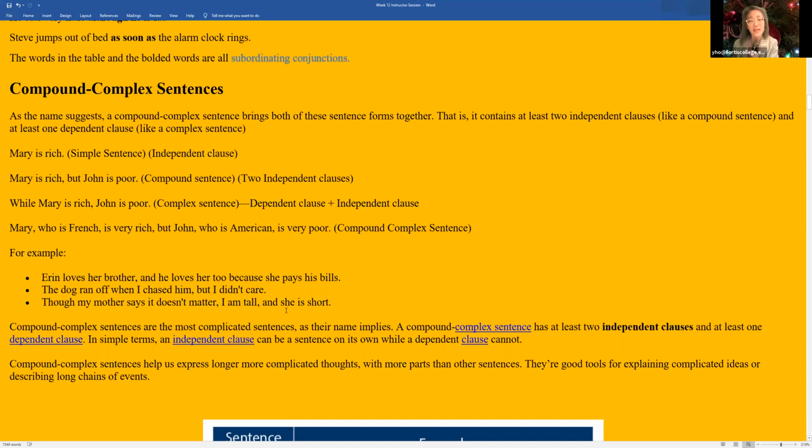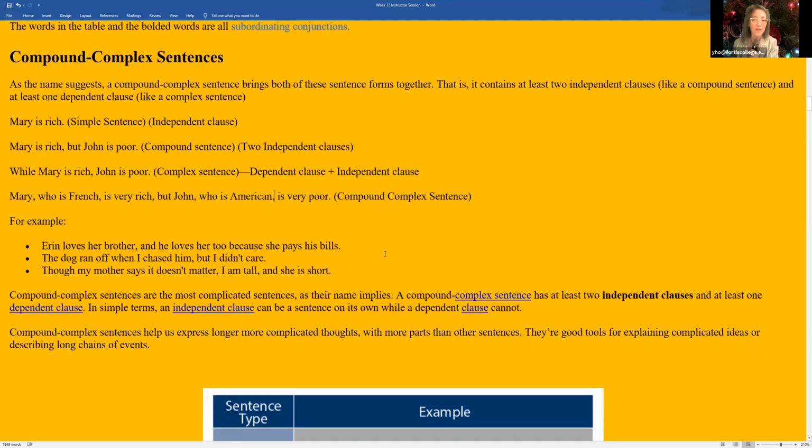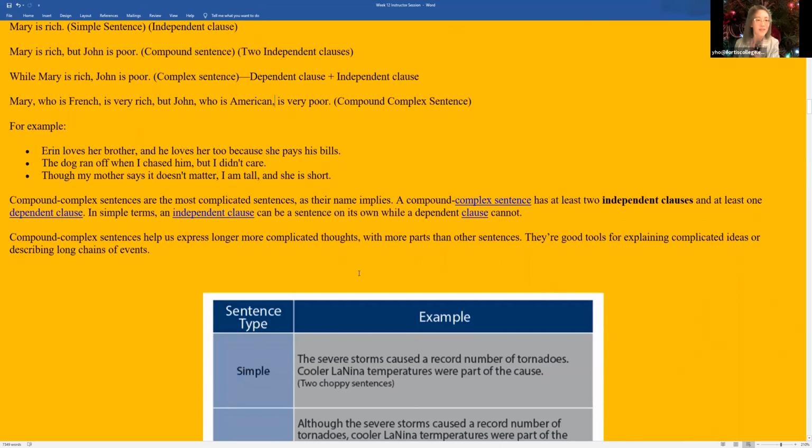And like I said, it still sounds really short if I were to ask my French students. I remember teaching French students this structure, or Spanish students for that matter. They all laughed at me and said, oh, in French and Spanish, it's way longer than that. So anyway, compound complex sentences are the most complicated sentence in English, as their name implies.